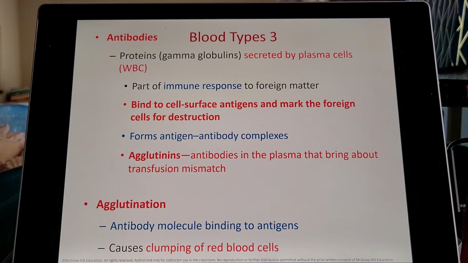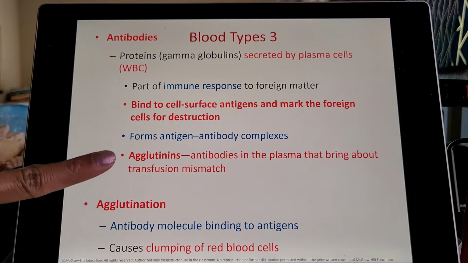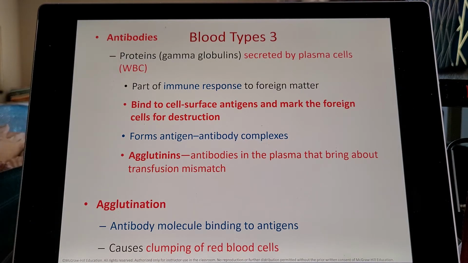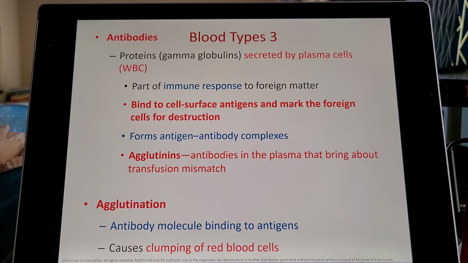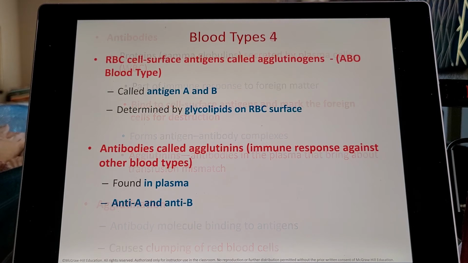Okay, so this is where these antibodies, these agglutinins, bind to the antigens, also called the agglutinogens. When they bind together, they're going to cause a clumping of the red blood cells. So it makes everything thicker and sticky, and it keeps those red blood cells from circulating around. So that clumping is called agglutination. You'll see a picture of it later.